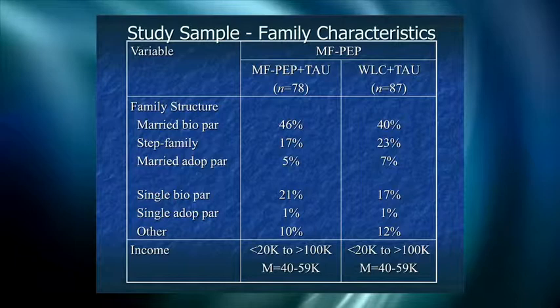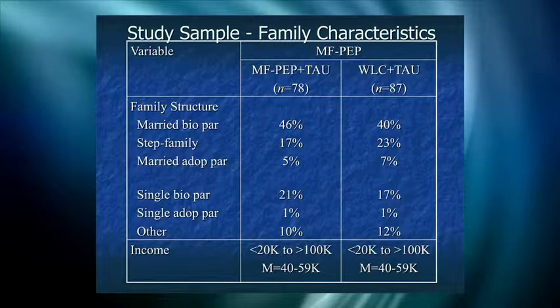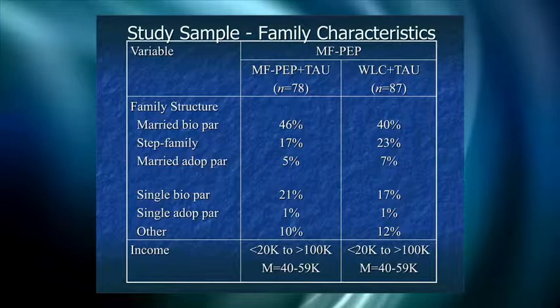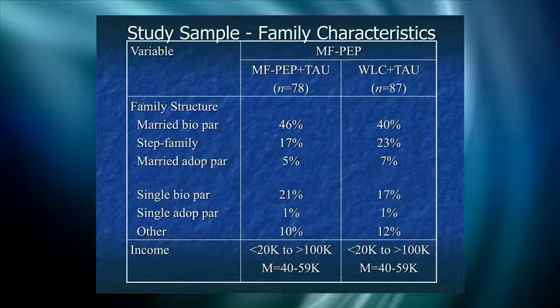We had married biological parents, step families, married adoptive parents, single adoptive parents. We had grandparents raising kids. We had lesbian couples. We had every possible imaginable family structure in our study. Wide range of income. The majority of families were in that 40,000 to 60,000 range. We did some analyses looking at the role of SES, and it impacted nothing on outcome.